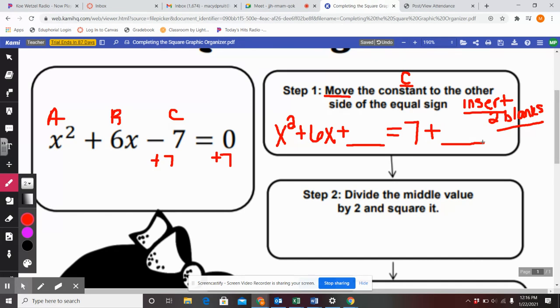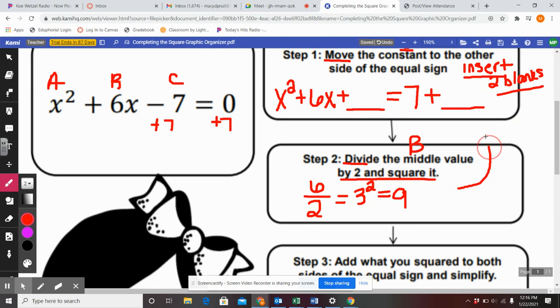Okay. Step 2. Now I would write divide B. Divide, because it says the middle term, which is your B. Divide B by 2 and square it. That's step 2. So what we're going to do is 6 divided by 2, which gives me 3. And then we square it, which gives me 9.